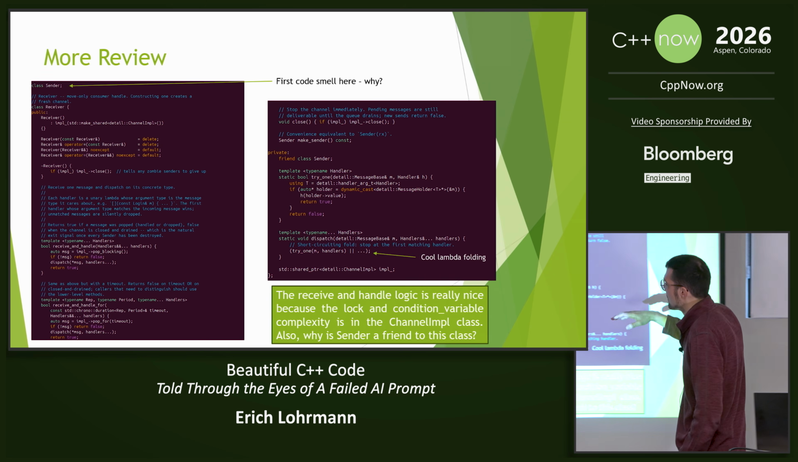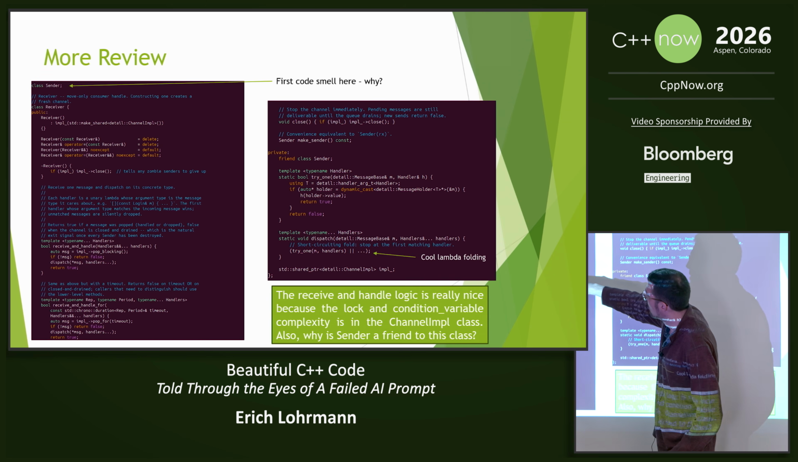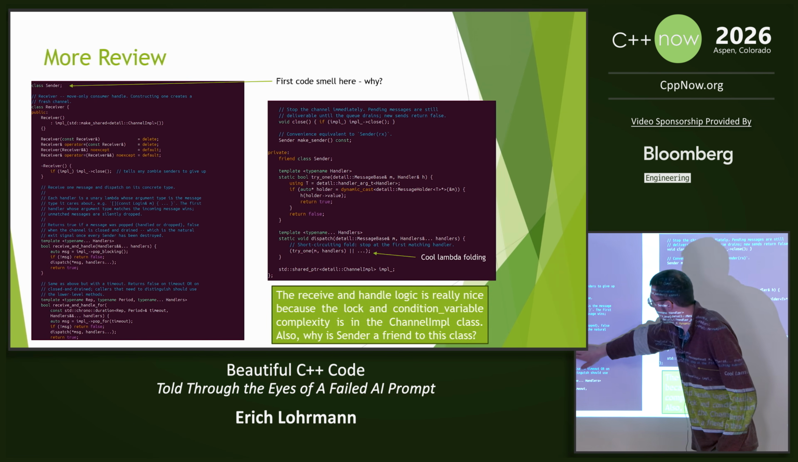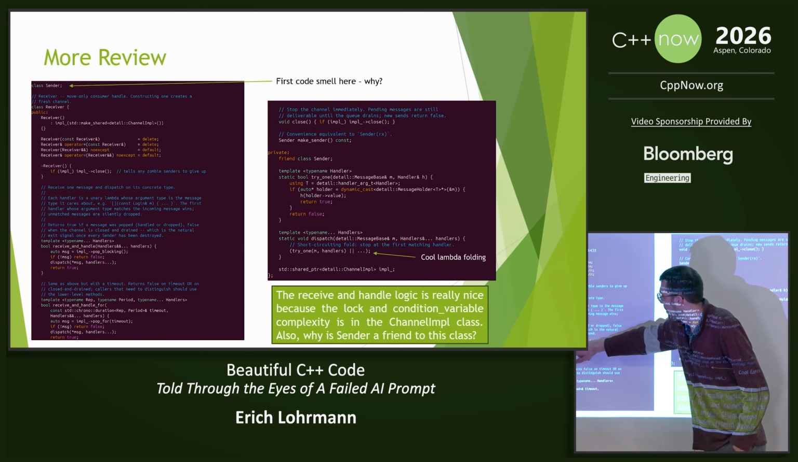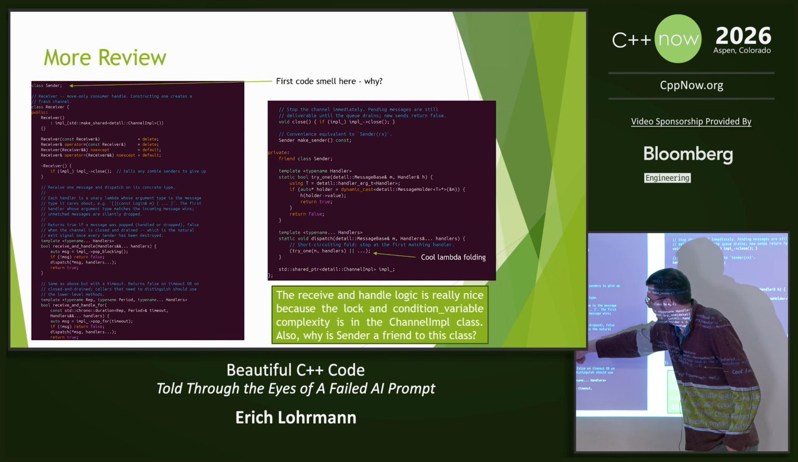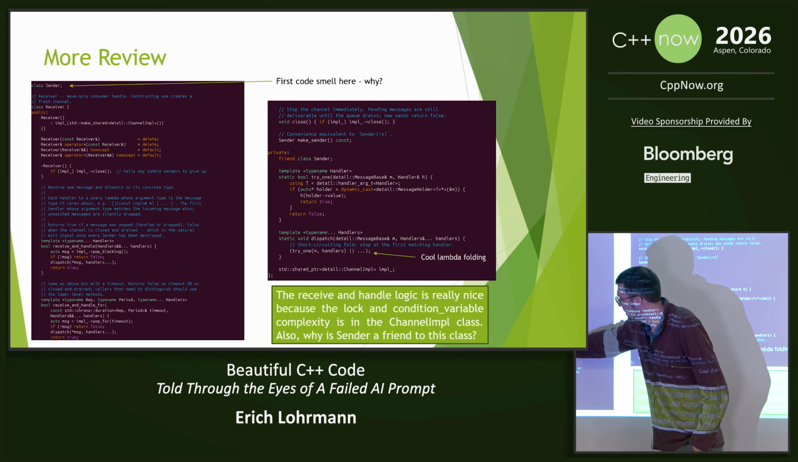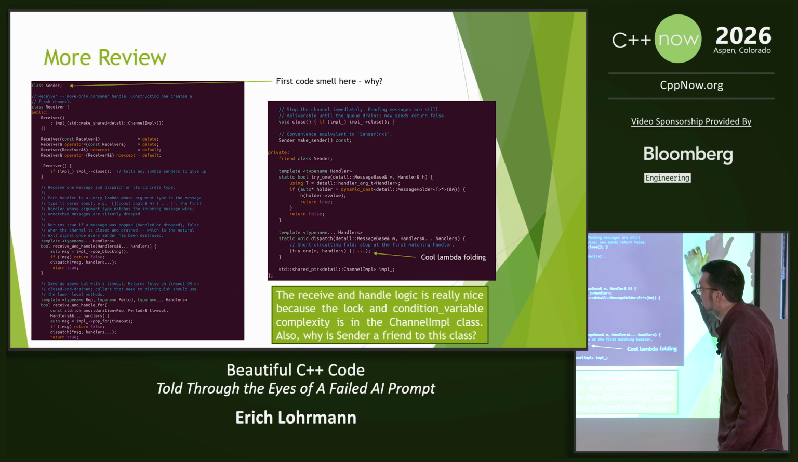But we'll see why this is slightly annoying in a second. So nothing special here, but notice how much shorter the receive and handle code is, right? I'm just pop locking. I'm checking if the message is there. Otherwise, I return false. Otherwise, I dispatch on the handlers.